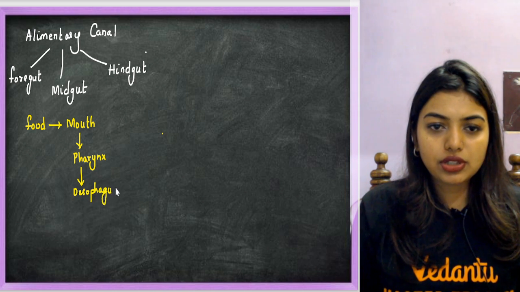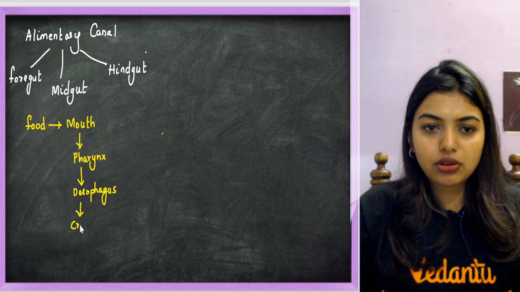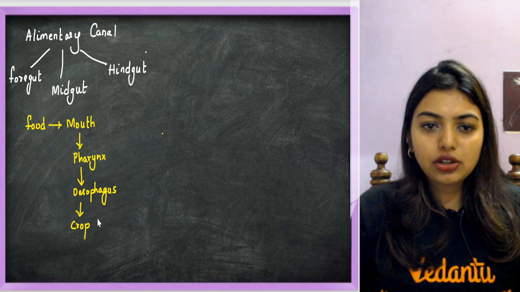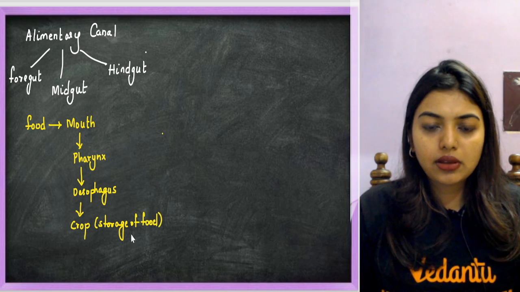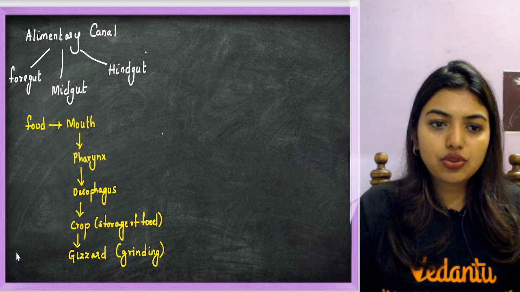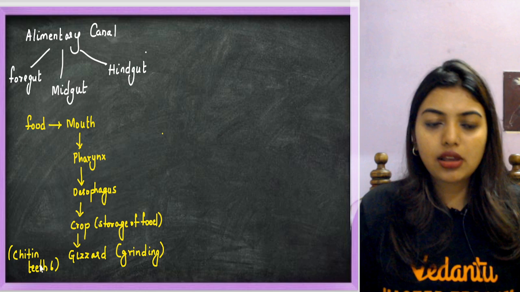This is the same for us also, right? Pharynx, esophagus. From the esophagus it has gone into a sac-like structure called the crop. In the crop, storage of food also happens. Got it? From the crop, it will come to the gizzard. Now, in the gizzard, what is going to happen? Grinding is going to happen. How is the grinding happening? Because of chitinous teeth. You can see, the full thing is chitin. How many of them? 6 of them.